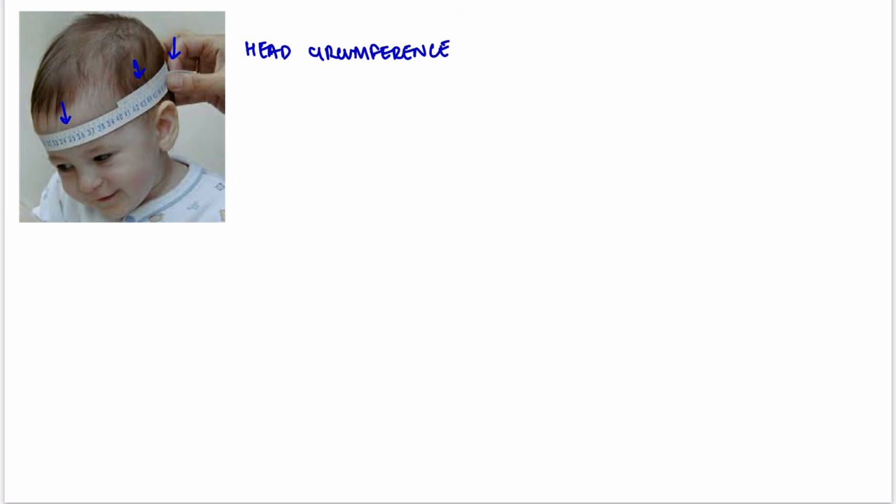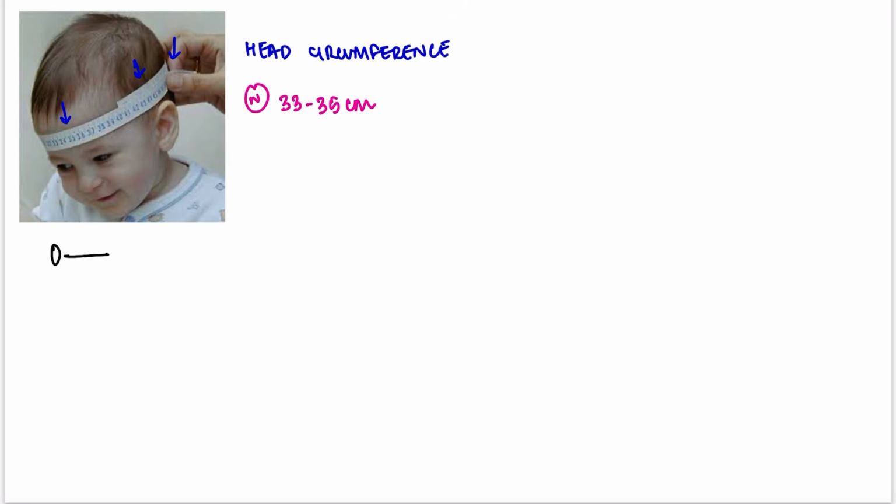They ask what is the normal head circumference at birth of a term baby? It's 33 to 35 centimeters. Right, and how does it grow? A very important question. As far as INICET is concerned, FMGE is concerned, NEET PG is concerned, the rate of increase in head circumference is a hot favorite question. So let's learn how head circumference grows post birth.